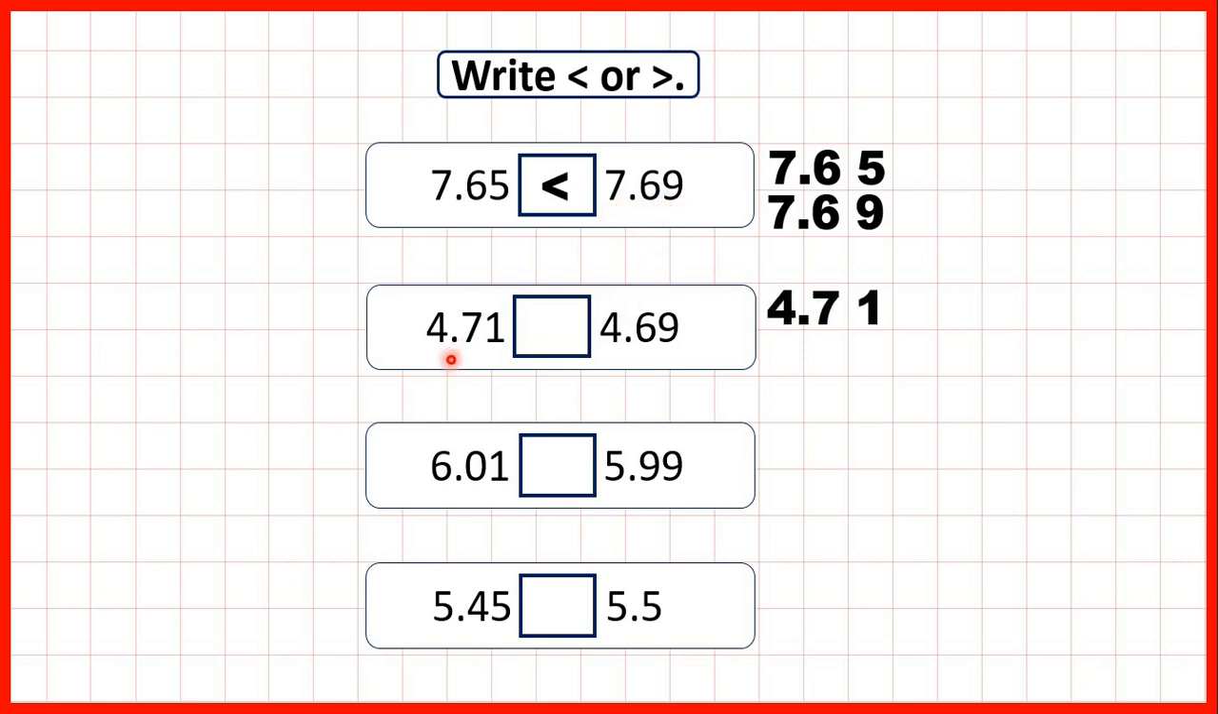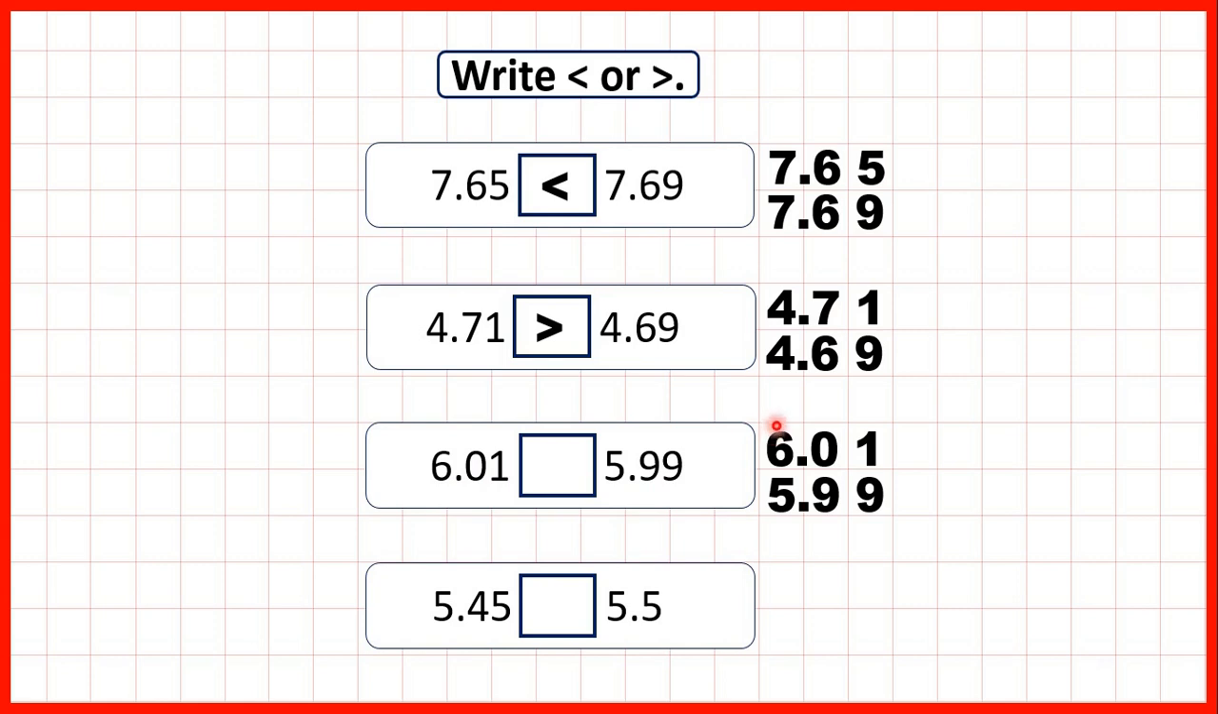Next, we have 4.71 and 4.69. Both numbers have 4 ones, but if we look at the tenths, we can see that the number with 7/10ths, so 4.71, must be larger, and it doesn't matter that the second number has more hundredths, because tenths are larger than hundredths.